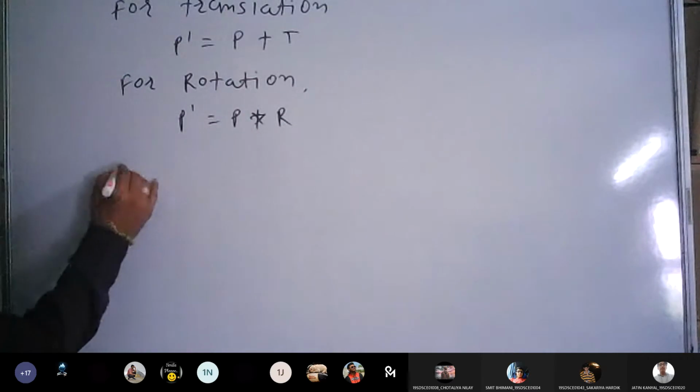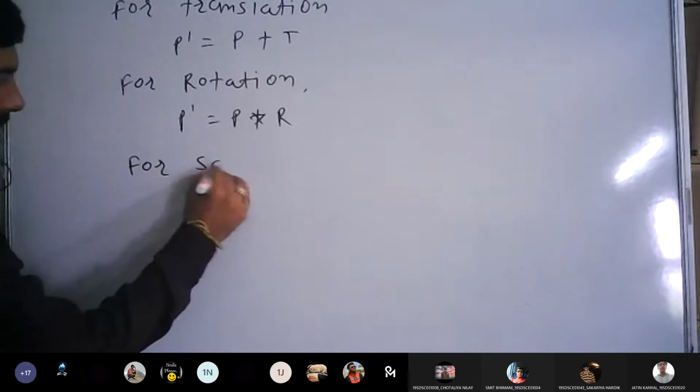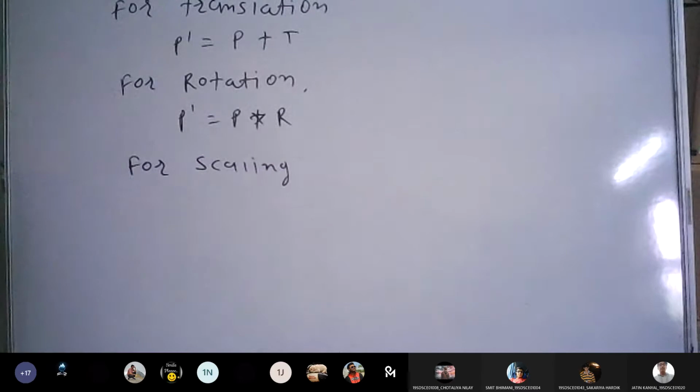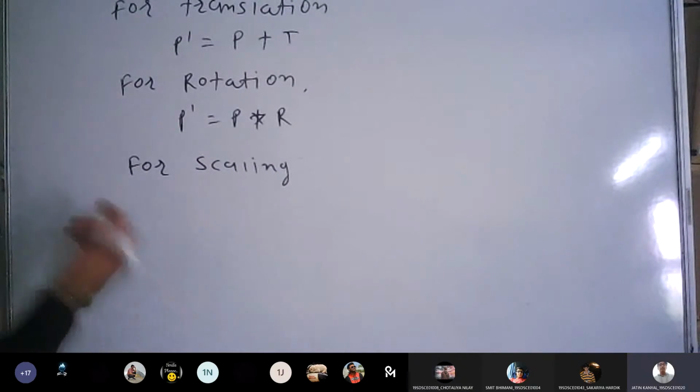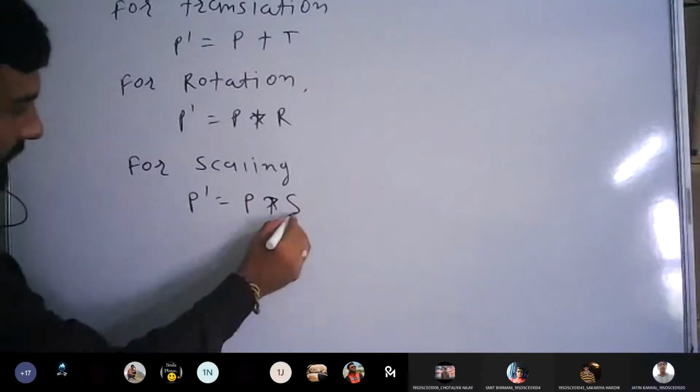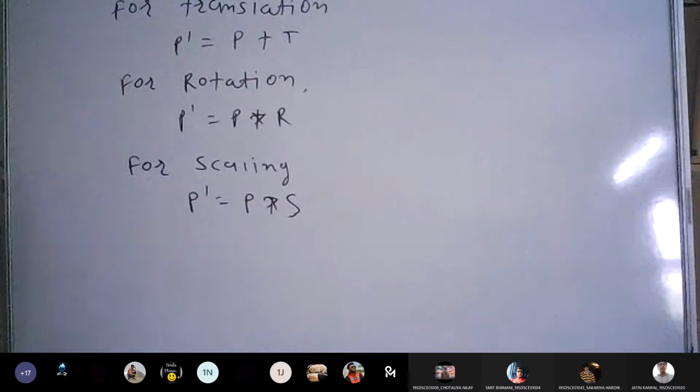Similarly, for scaling, what could be the equation? S into P, or P into S. Correct? Yes. So now if you find all the equations, for translation it is P dash equal to P plus T, for rotation it is P dash equal to P into R, and for scaling it is P dash equal to P into S.